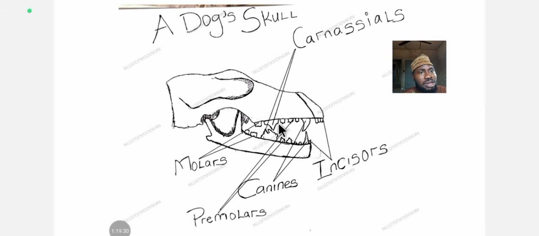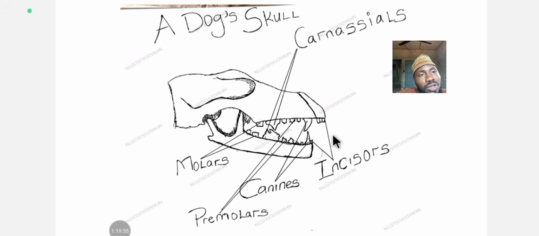So you have this specialized premolar that makes up part of the premolars. This specialized premolar is called the carnassials, used for what? For grinding flesh. After the carnivores tear the flesh with their canines, they use these carnassials to grind it before they take it to the molars to be further ground.